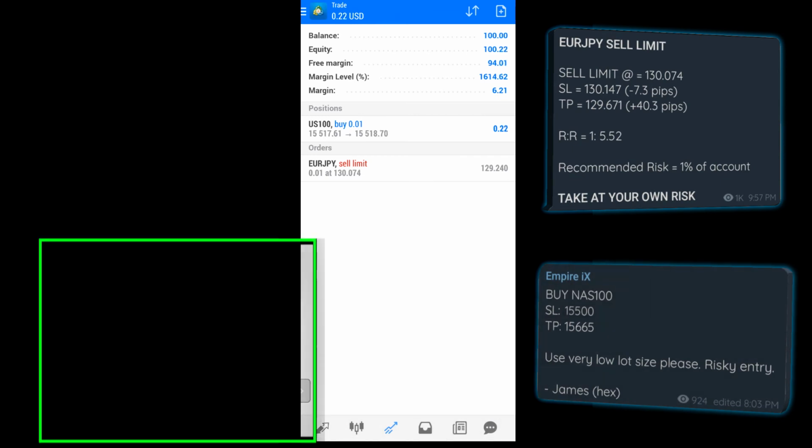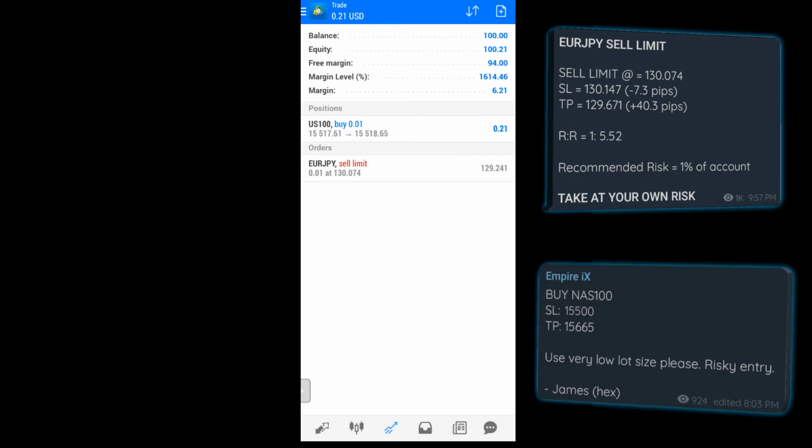So guys, that's how you take a signal. Not much to it. All you have to do is pay attention to: are we buying or selling? Are we setting a pending order? Are we buying by market execution, or selling by market execution? Really pay attention to those keywords and double check your coordinates before you place the order.